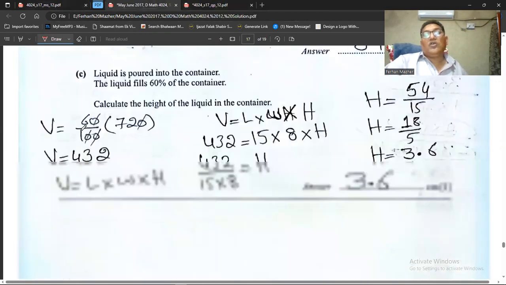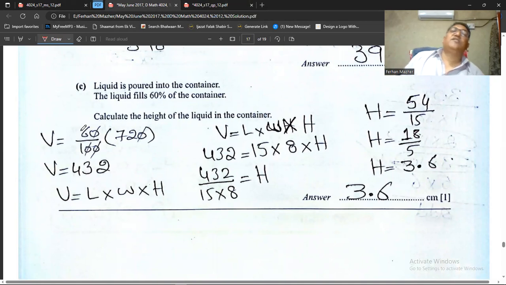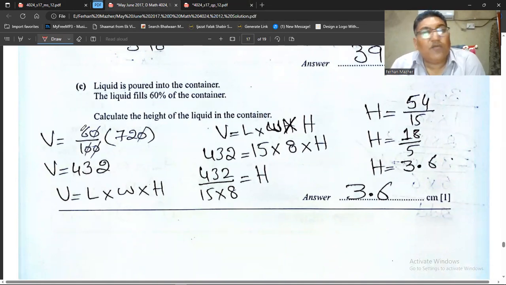Okay. So here, the volume of that liquid is 60% of the volume of the container. So that's 60% of the 720, and that will be 432. Now, because the liquid is in that container, length and width are still the same. Height of the liquid will be different, obviously.